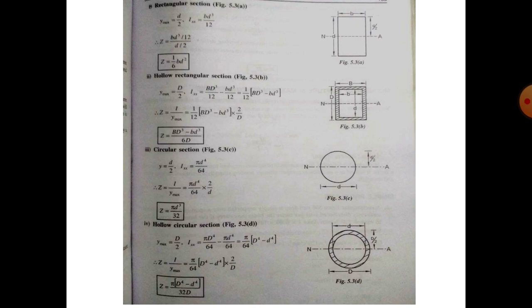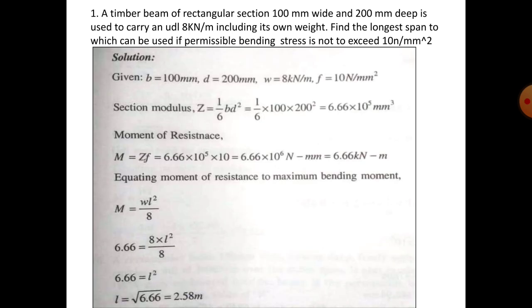Okay, let us try to solve the problems here. A beam of rectangular section of 100 mm wide and 200 mm depth is used to carry a UDL of 8 kN per meter, including its own self weight. Find the longest span over which it can be used, if the permissible bending stress does not exceed 10 Newton per mm square.